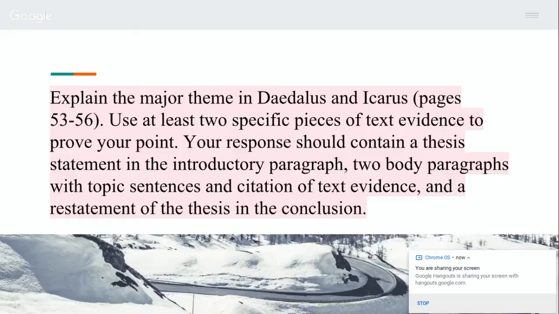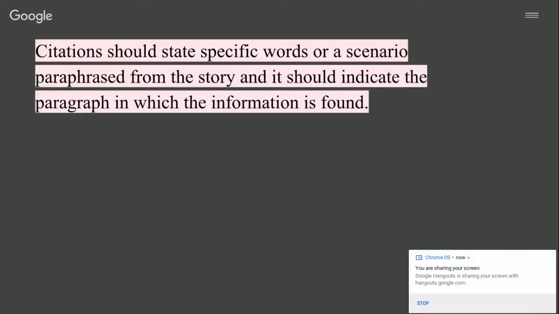It goes on to say your response should contain a thesis statement in the introductory paragraph, two body paragraphs, and remember those are your text evidence, with topic sentences and citation of text evidence and a restatement of the thesis in the conclusion. And I'll go over more of that in a second. The citations that you have should state specific words, or you paraphrase the scenario from the story and just indicate which paragraph the information is found in.